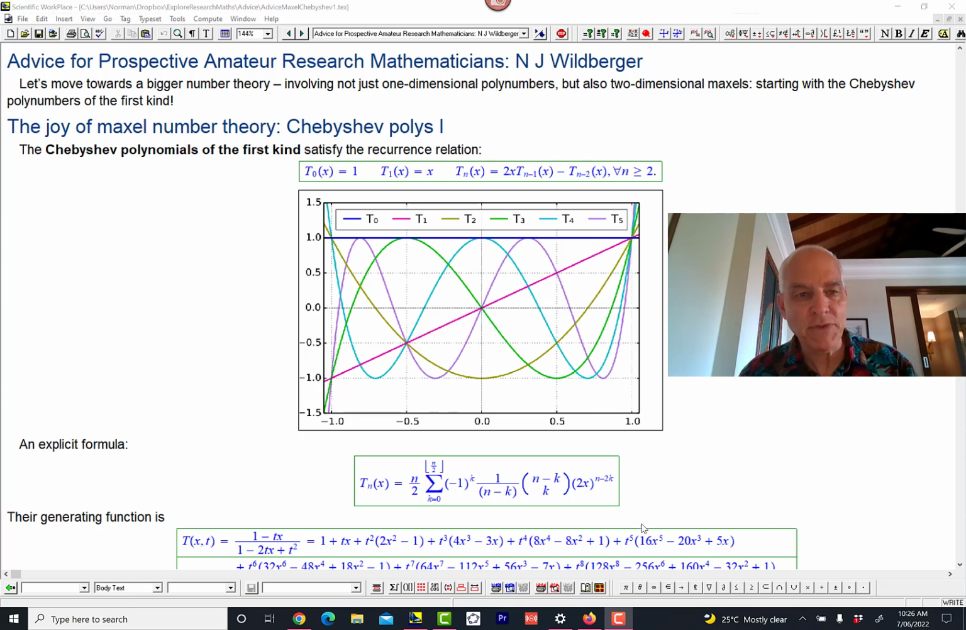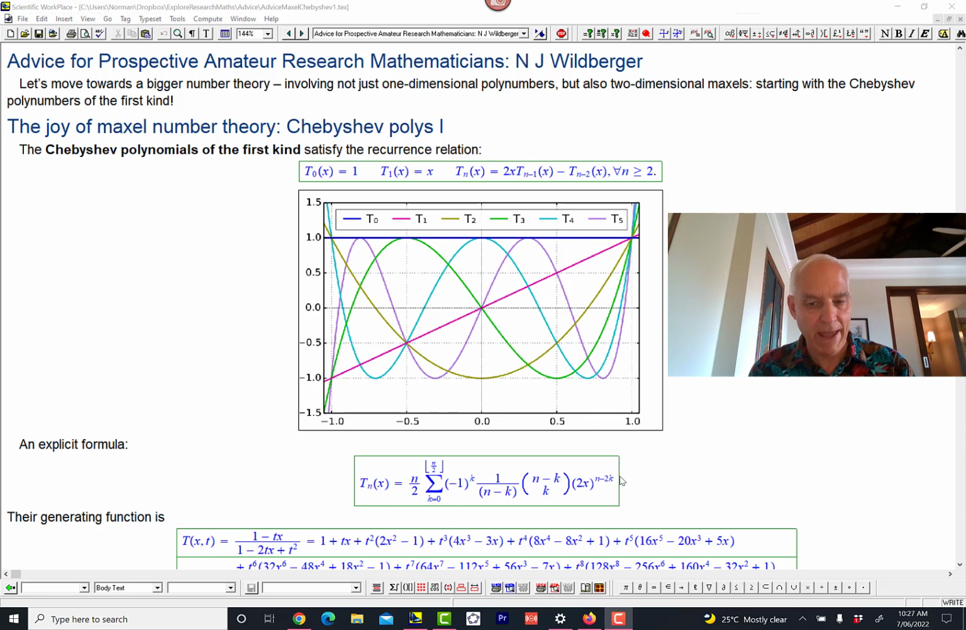So let me remind you that the Chebyshev polynomials of the first kind, defined recursively, say T0 of x equals 1, T1 of x equals x, and then Tn of x equals 2 times x times Tn minus 1 of x minus Tn minus 2 of x. And here's some graphs of them. They're particularly interesting in this box from x equals minus 1 to plus 1 and y equals minus 1 to plus 1. Now here is actually an explicit formula for the Chebyshev polynomials.